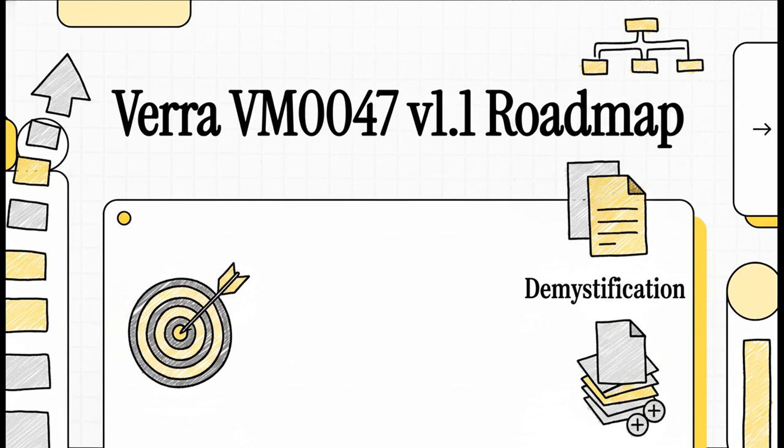Our goal in this Explainer is to completely demystify the highly technical updates within Verra's VM0047 version 1.1. We're going to break down these new rules, cut right through the jargon, and build a really clear, actionable roadmap for your next high-integrity carbon project, especially if you're diving into agroforestry. All right, let's just jump right in.